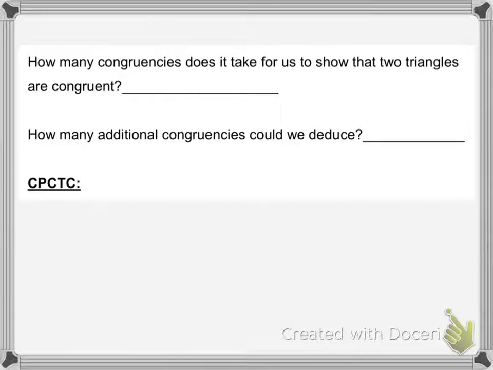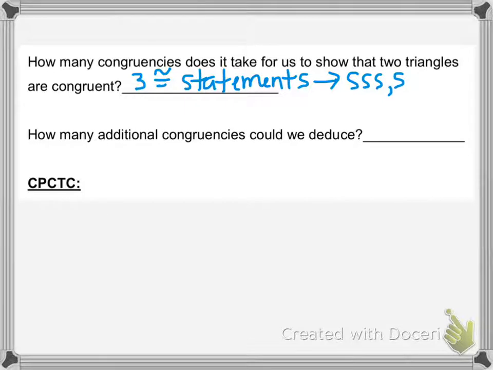SSS, SAS, and ASA, we only have to show that we've got 3 congruent parts, or 3 congruent statements, I guess you could say. And that is enough if we're using SSS, SAS, or ASA to show that the triangles are congruent without having to know about the other 3 parts being congruent.